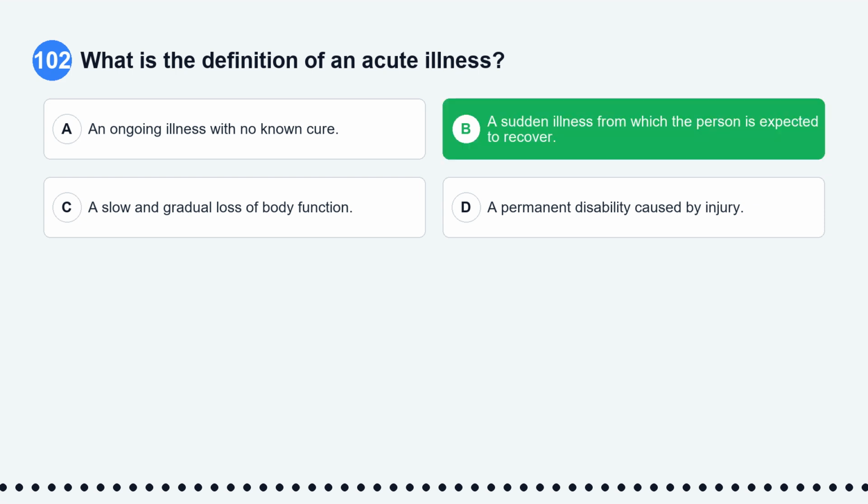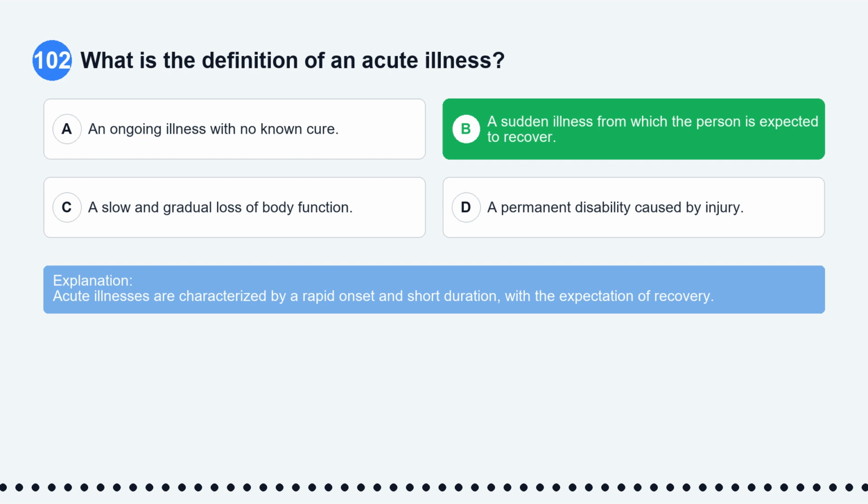The correct answer is option B. A sudden illness from which the person is expected to recover. Acute illnesses are characterized by a rapid onset and short duration, with the expectation of recovery.